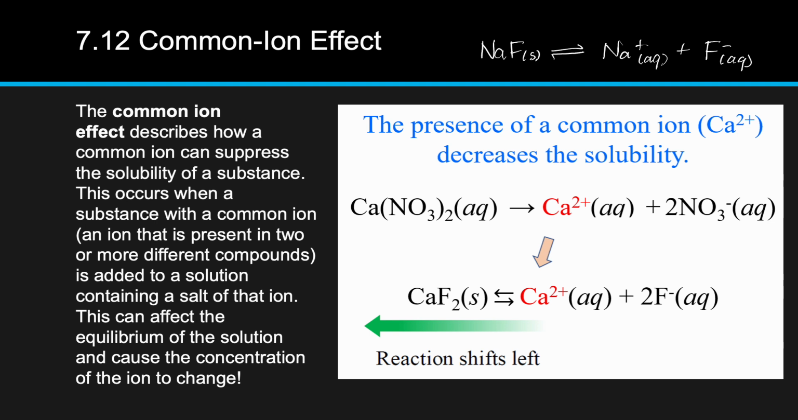Well, if I dissolved NaF into salt water, that means I would have an increase of sodium in my equilibrium, which means if I am increasing my product, I am going to shift back to the left, which is why it's saying that if you add a common ion, you're going to suppress your solubility, meaning you're going to go back into the solid and make less ions.